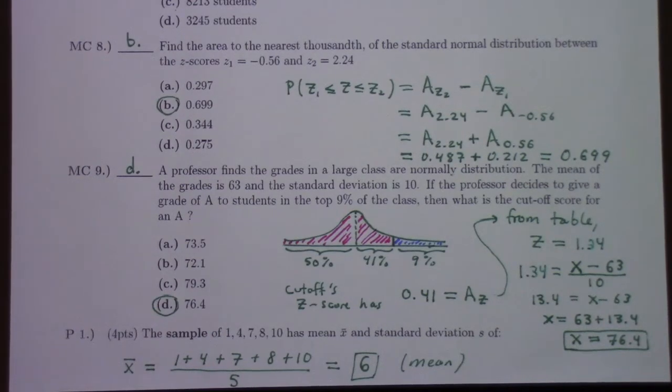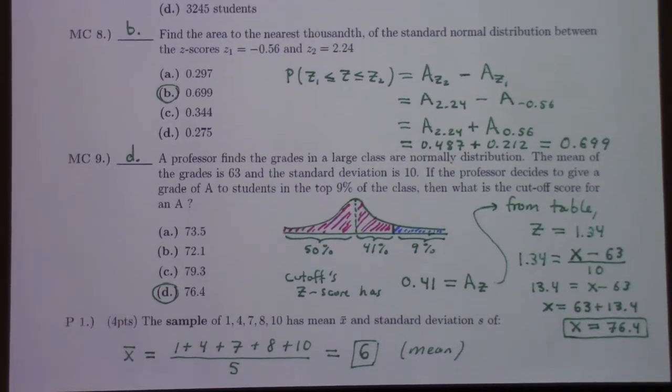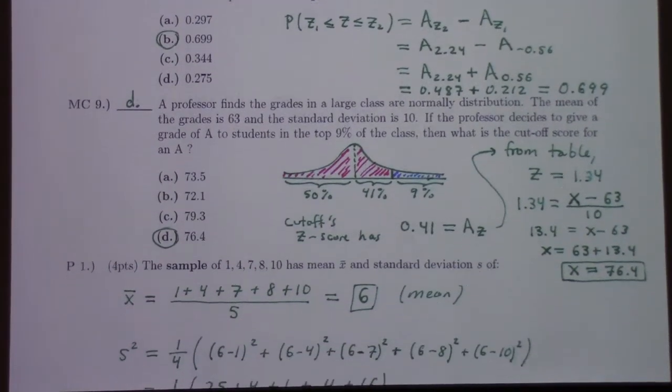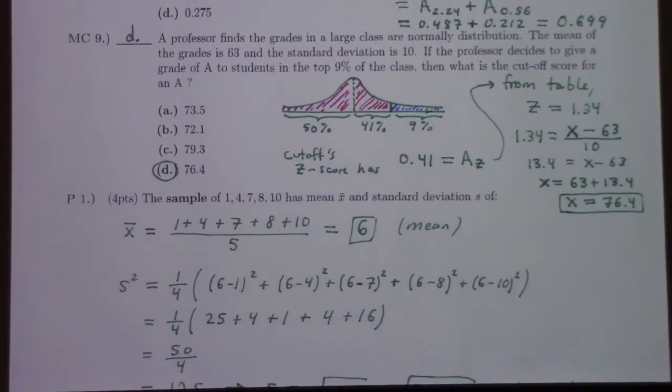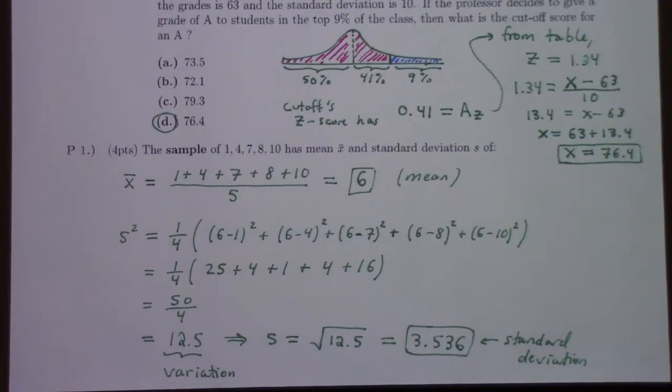All right. Now we have entered the world of the short answer problems. The first one was: you had a sample of 1, 4, 7, 8, and 10. Find the standard deviation and the mean. I calculated the mean first, of course, because you need the mean to calculate the standard deviation anyway. So you add all the numbers together and divide by the total number of numbers, which in this case was 5. So 30 over 5 gives you 6.